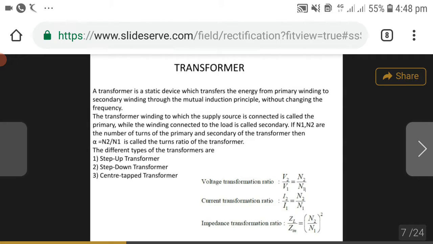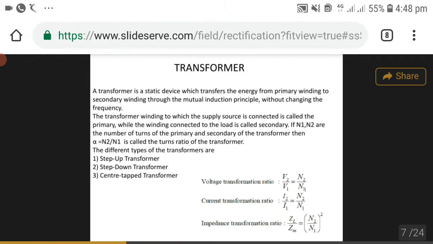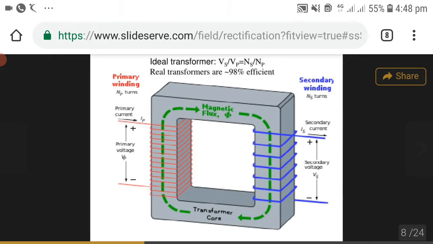If N1 and N2 are the number of turns of the primary and secondary of the transformer, then N2 upon N1 is called the turns ratio of the transformer. Different types of transformer are step down transformer, step up transformer and center tap transformer. The primary voltage is applied to the primary winding. The secondary voltage is obtained from the secondary winding of a transformer.